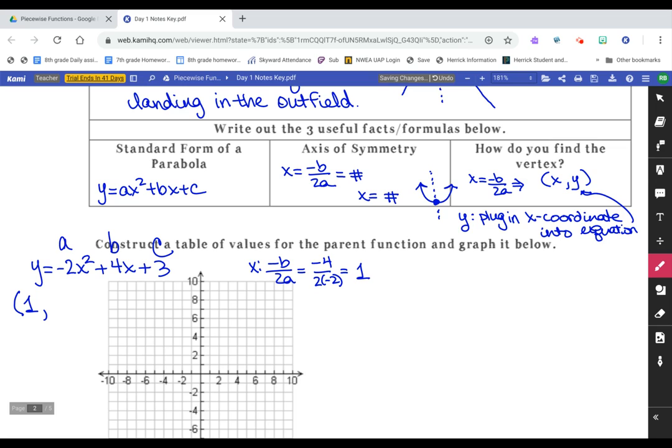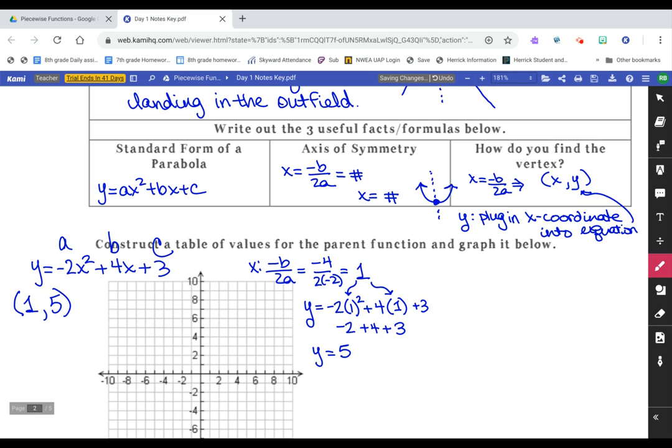Now to find the y coordinate, it would be y is equal to, you take your equation, negative 2, and instead of writing x squared, we'll write 1 squared. So we're substituting the x into the equation, plus 4 times 1 plus 3. So here, 1 squared is 1, times negative 2 is negative 2, plus 4 plus 3. So for this answer, we end up getting 5 for the y coordinate of the vertex.